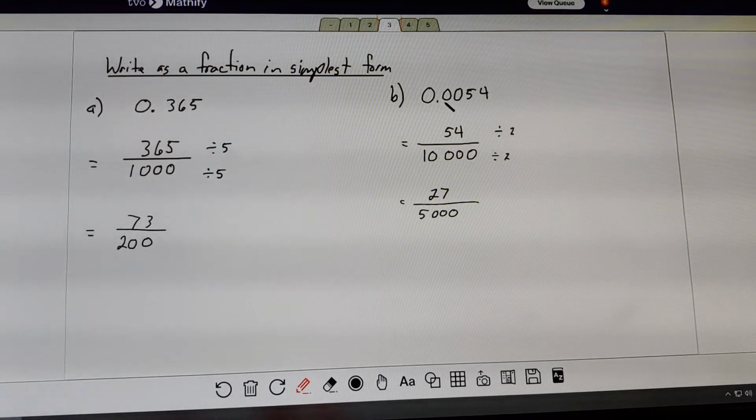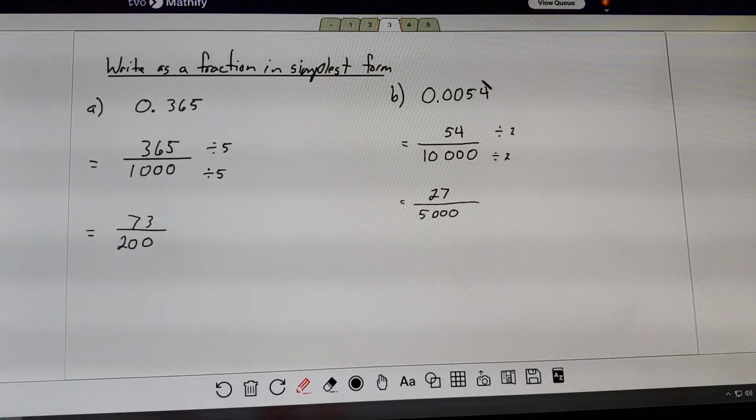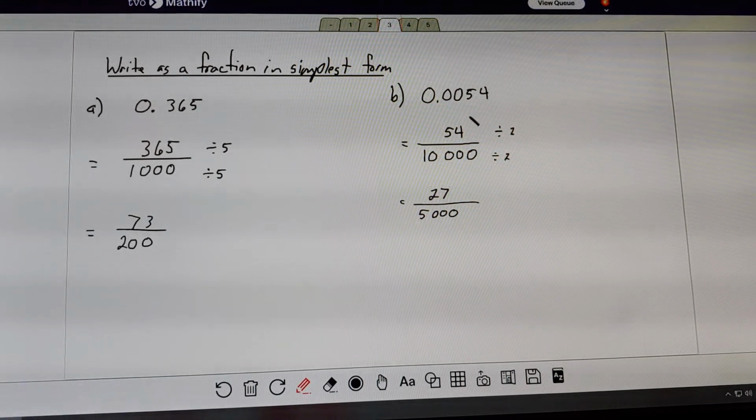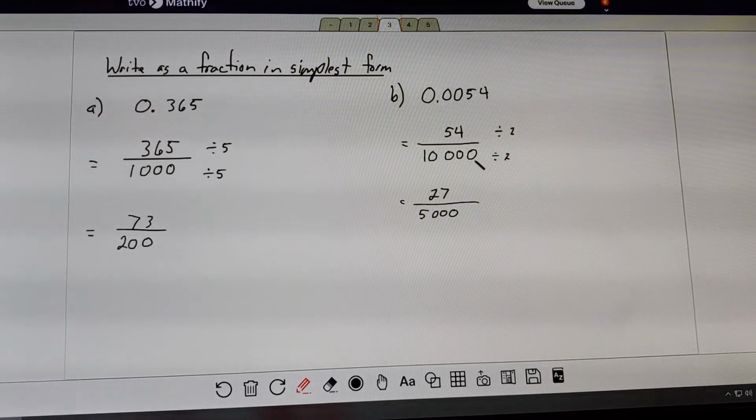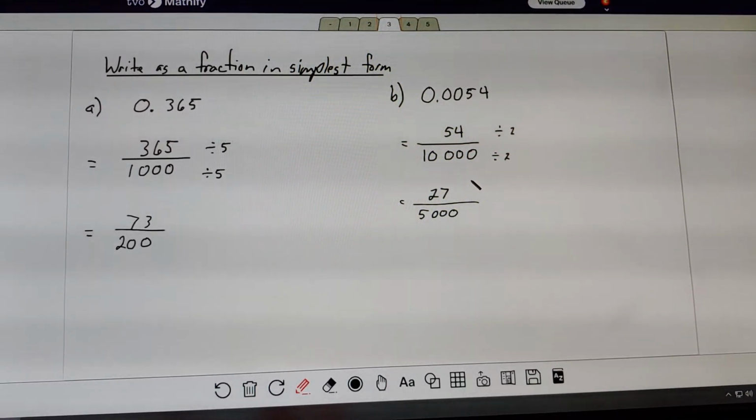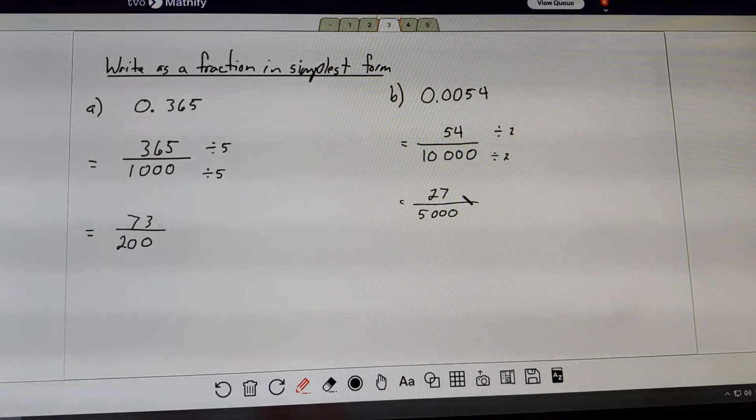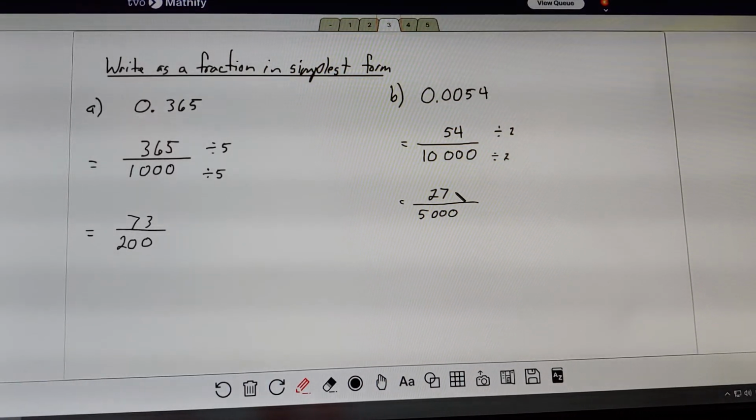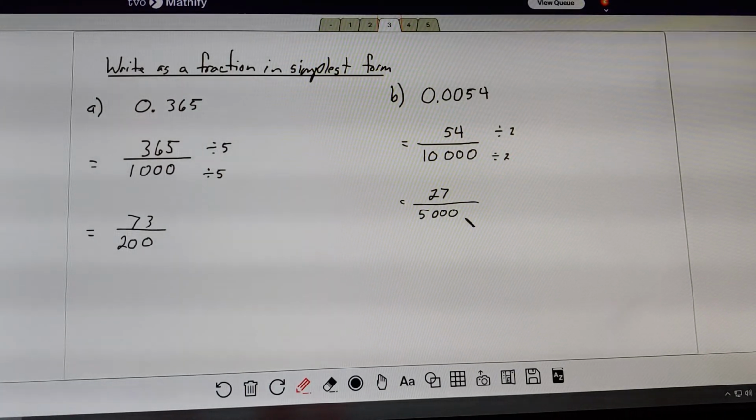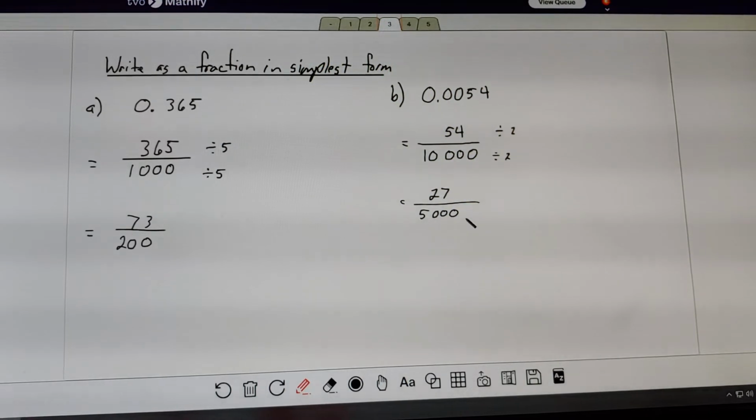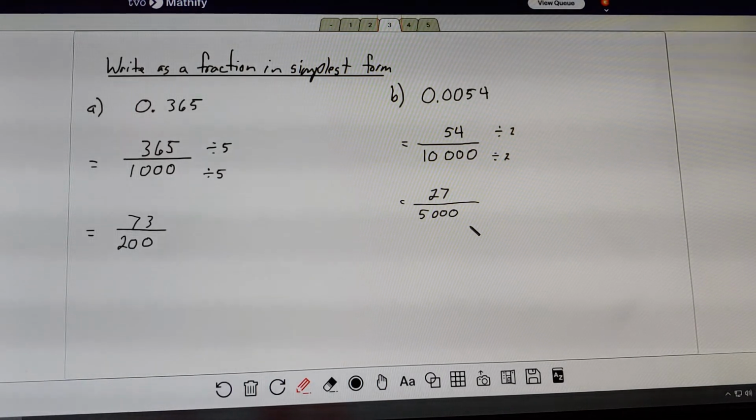This one, 0.0054. So it's going to be the 54. So those 2 digits there over a power of 10 with this many decimal places: 1, 2, 3, 4. So 1, 2, 3, 4. Then same thing, lowest terms. First, we're going to start with our first prime number, 2. Divide them, I get 27 over 5,000. Then you could try 3. It would work with 27, but not with that. And then we would go to 5, wouldn't work with that, so on and so forth. Eventually you'd realize, hey, that was lowest terms.